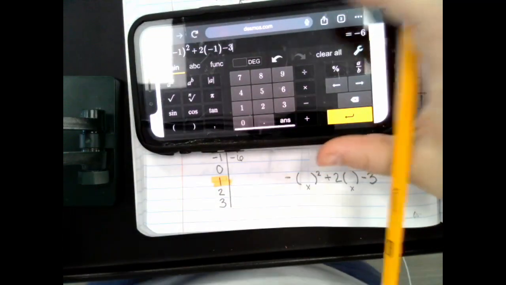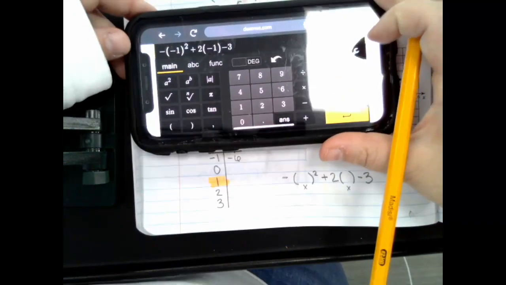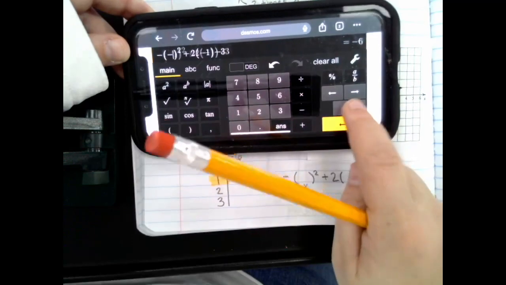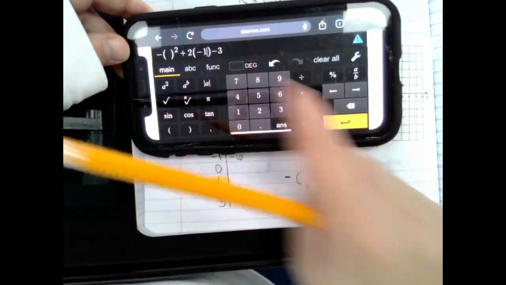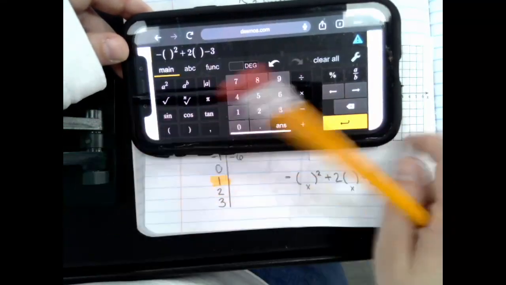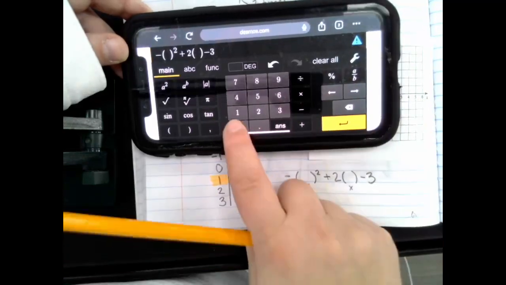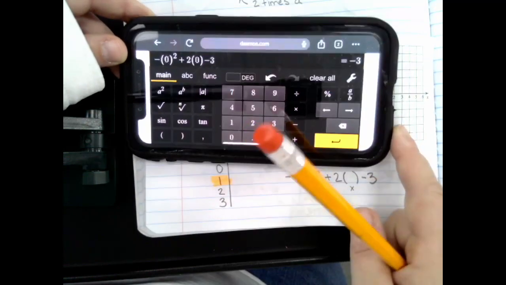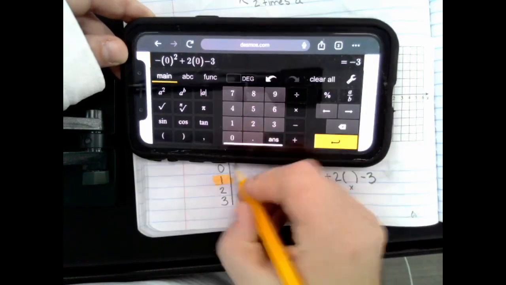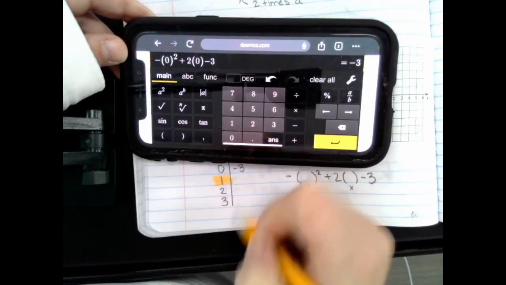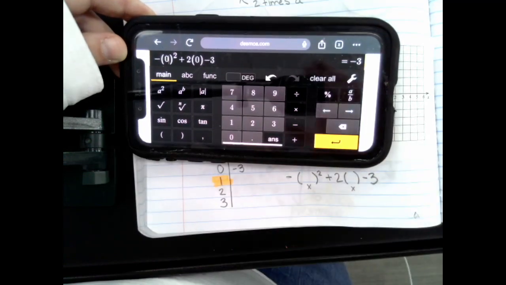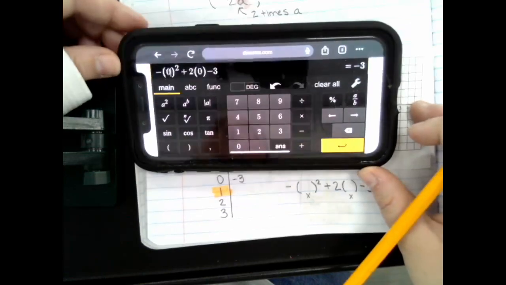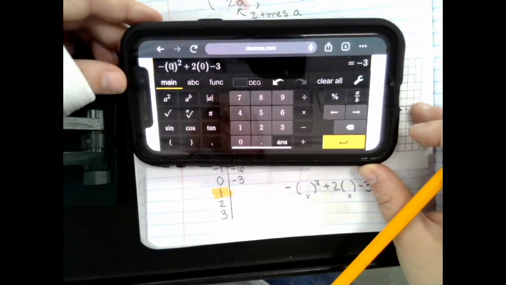All right, now what I'm going to do is instead of typing this all over again, I can click to where that negative 1 is, delete the negative 1, and what am I going to put in instead now? 0 for both. And we get negative 3. Now, if you're using your phone calculator, you'll notice that you have to rewrite everything from scratch. So with Desmos, you don't need to rewrite everything.